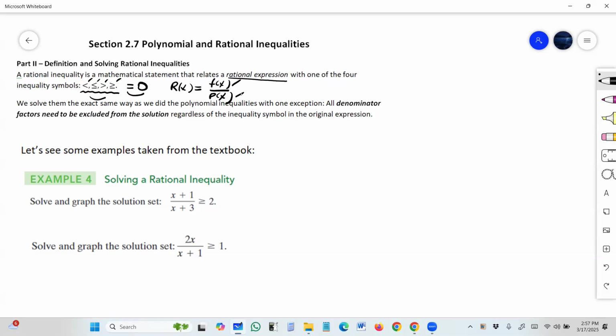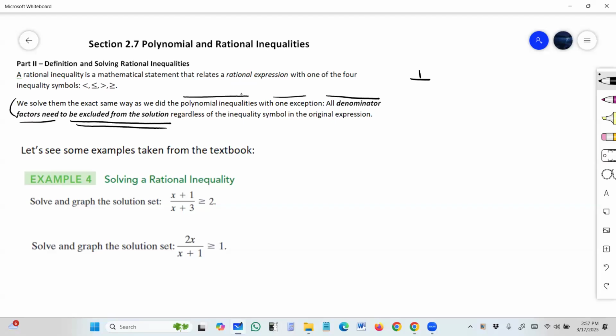Now, as before, we tested a value in every segment of the solution set that we got. This is also the same. We're going to have to do that with one exception. And here's the one exception. It's right here. So we'll solve the exact same way as we did the polynomial inequalities with one exception. All denominator factors need to be excluded from the solution. And here's the reason why.